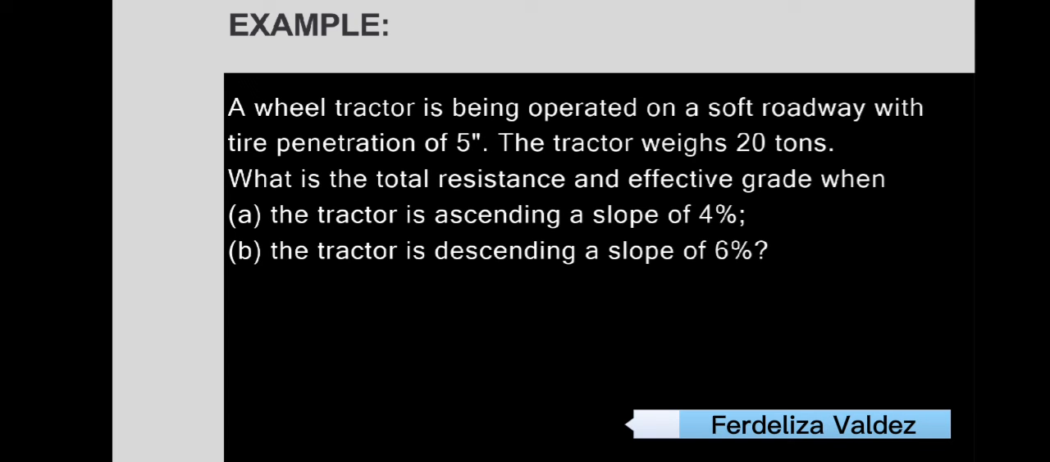Example: a wheel tractor is being operated on a soft roadway with tire penetration of 5 inches. The tractor weighs 20 tons. What is the total resistance and effective grade when the tractor is ascending a slope of 4% and when the tractor is descending a slope of 6%?